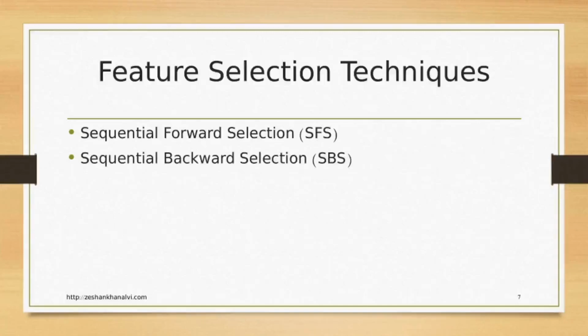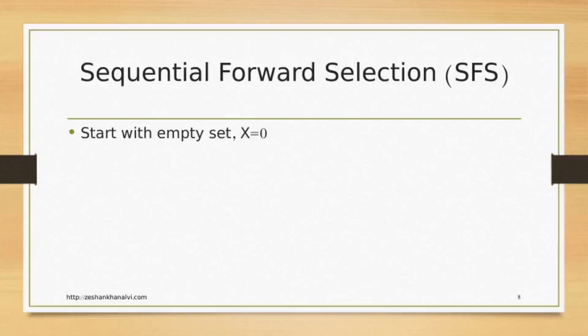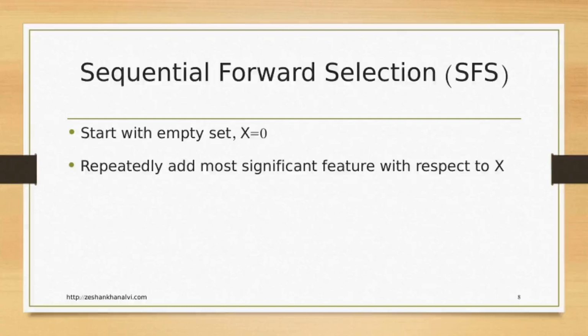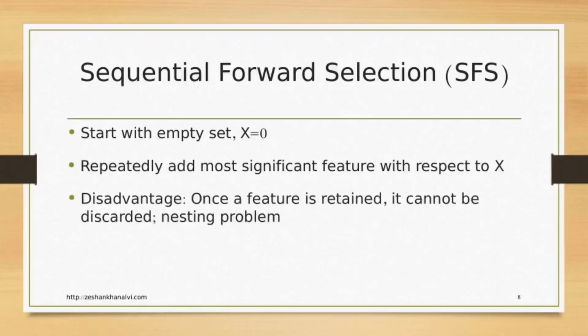Basically there are two approaches that are commonly used. One is sequential forward search, the second one is sequential backward search. Forward means increasing order search and backward means decreasing order search. Let's see each one by one. The sequential forward search starts with 0 features and adds features until we get the significant features.